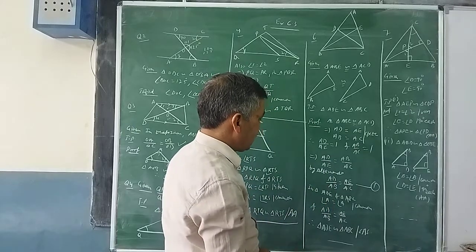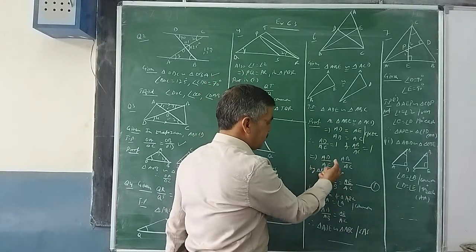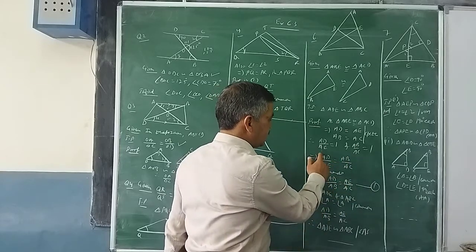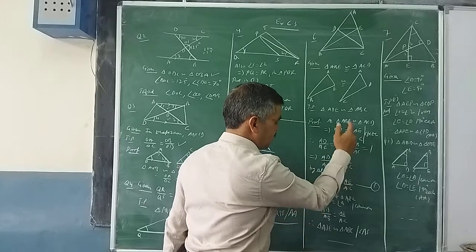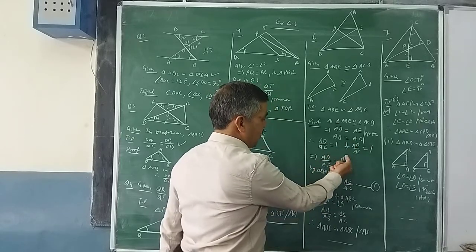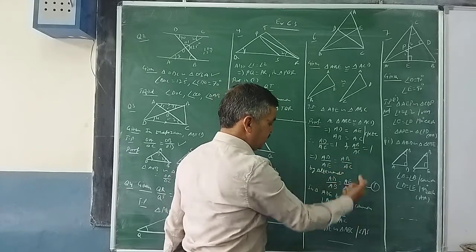Yesterday also in my video lecture I made you understand. Alternate means if this upon this is equal to this upon this, then as per your convenience, you can use that this upon this will also be equal to this upon this. That property is known as alternate. So I have written here AD upon AB is equal to AE upon AC.